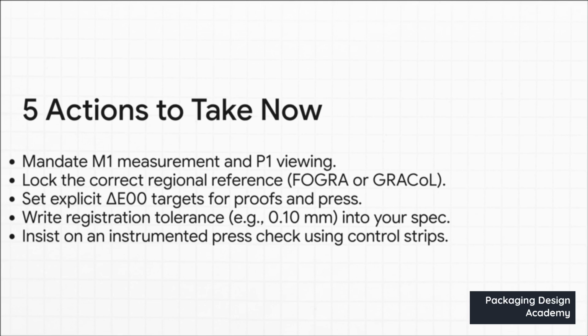Number 1, mandate M1 and P1 conditions for everything. 2, lock in the right reference standard for your region. 3, set clear numerical delta E targets. 4, write your registration tolerance right into the spec. And 5, insist that the final check is done with instruments and control strips. I'm telling you, if you put these 5 things in your next print spec, you will fundamentally change the outcome.